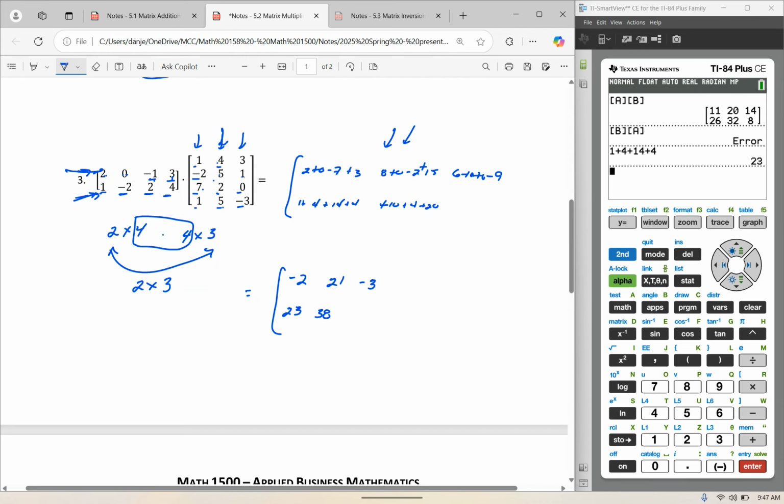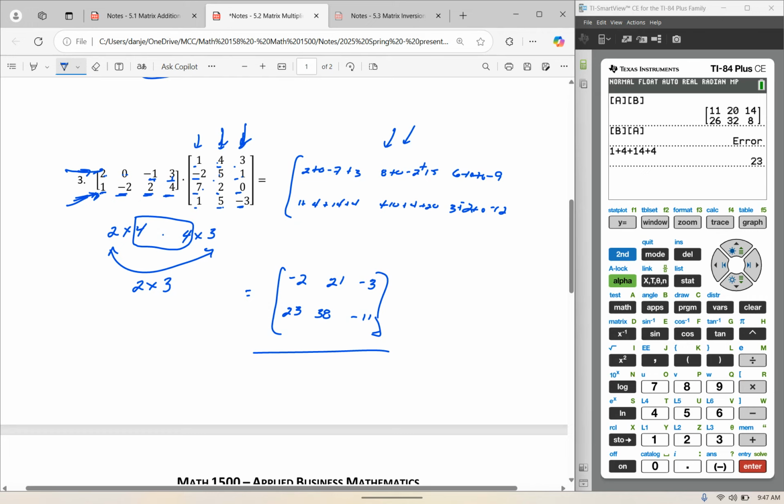And then finally, second row times the third column. 1 times 3 is 3. Negative 2 times 1 is negative 2. 2 times 0 is 0. 4 times negative 3 is negative 12. And that looks like we should get negative 11. And there we have the matrices multiplied.